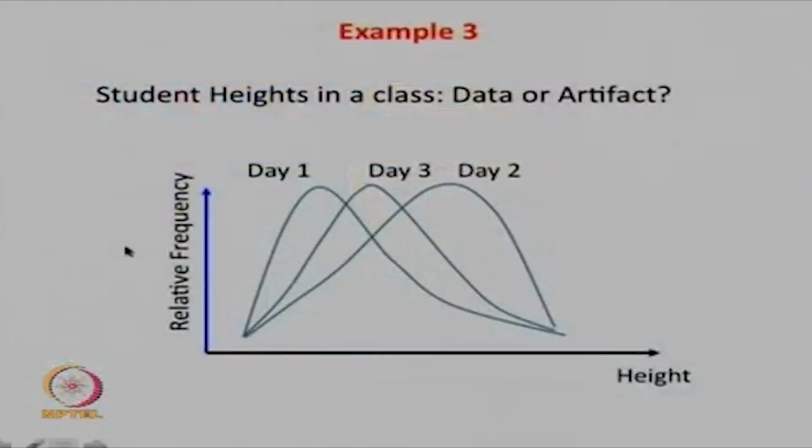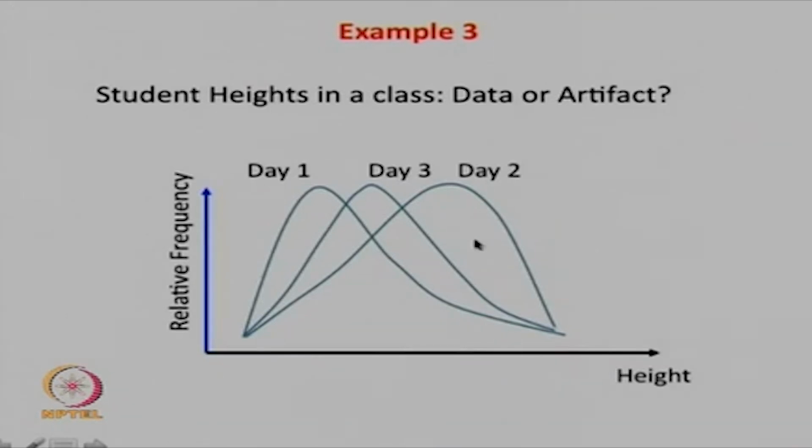Okay. So, let me take another example. Imagine I take the statistics of average students' height in a class. And I do it on 3 successive days, and this is the plot of height and relative frequency. On day 1, this is my distribution, on day 2, this is my distribution, and on day 3, this is my distribution. Mind you, it is not from 3 different populations, it is from the same population. It is a little bit baffling, as you can see that there are some overlapping regions, but the curves look reasonably different from each other.